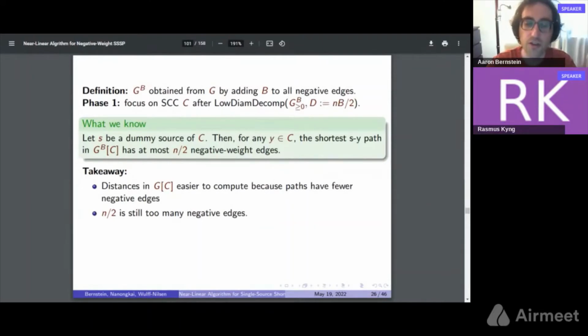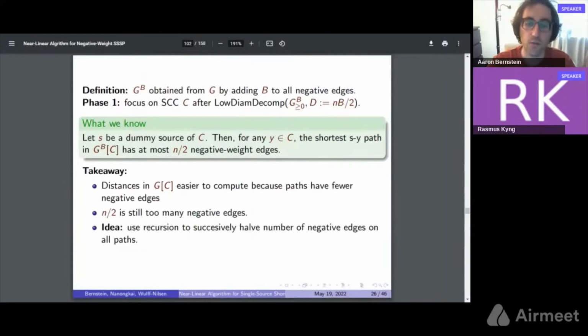And so the solution to this is to use recursion. So we've shown how to halve the number of negative edges, and you just keep doing that. You keep halving the number of negative edges until you have very, very few left, and then you can use Bellman-Ford plus Dijkstra.